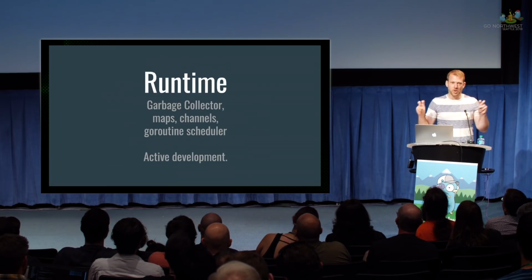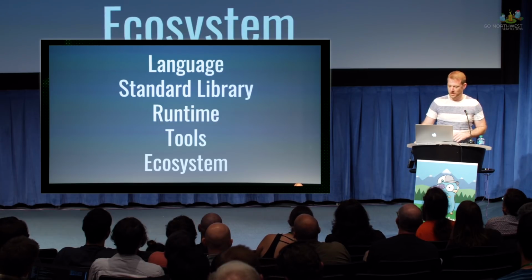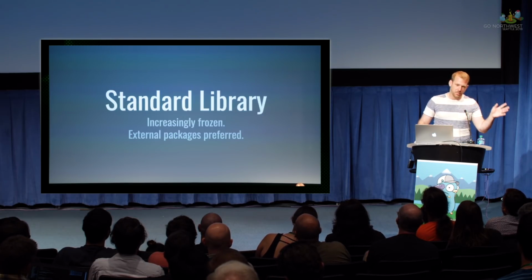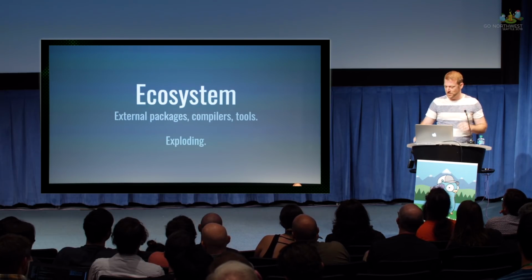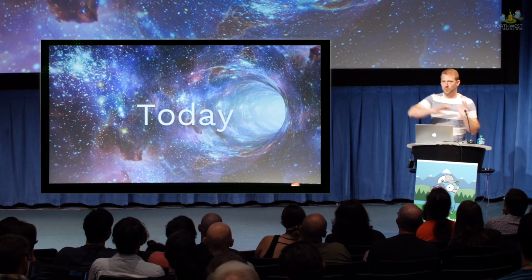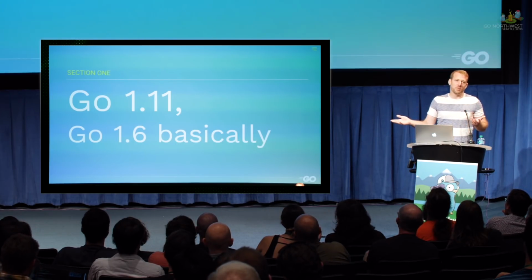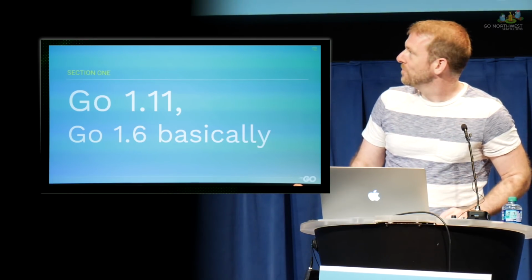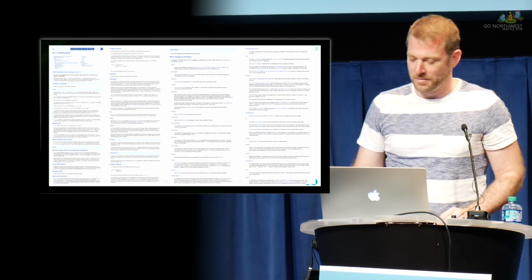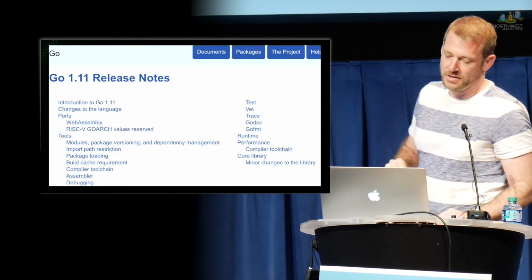And Go, when you say Go, that's not really the language specification itself. There's a whole ecosystem on top, and the standard library is kind of frozen. The runtime's very exciting. There's excitement in tools. The ecosystem is exciting. So now we come back to today. And Go 1.11 is basically 1.6. It's still kind of boring, but there's a lot of changes, and we're going to just focus on some of these. This is the table of contents.